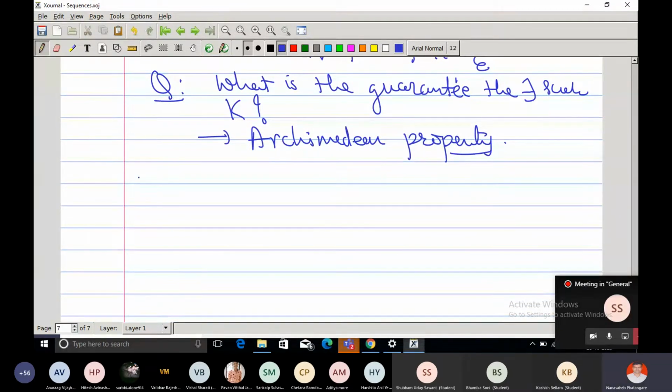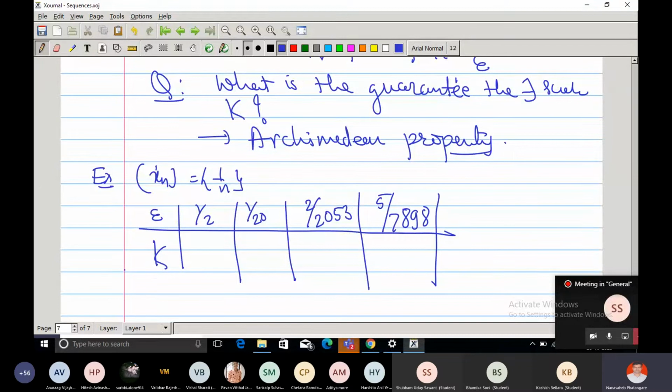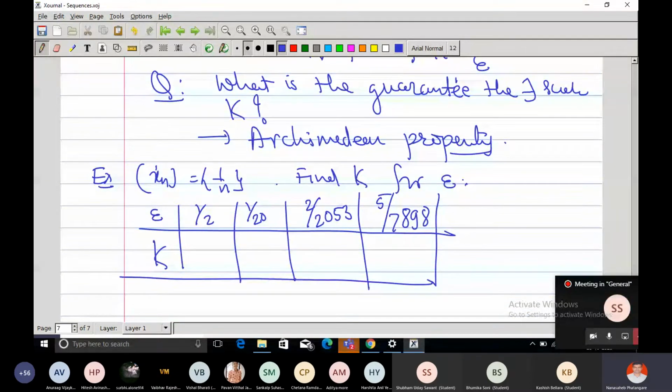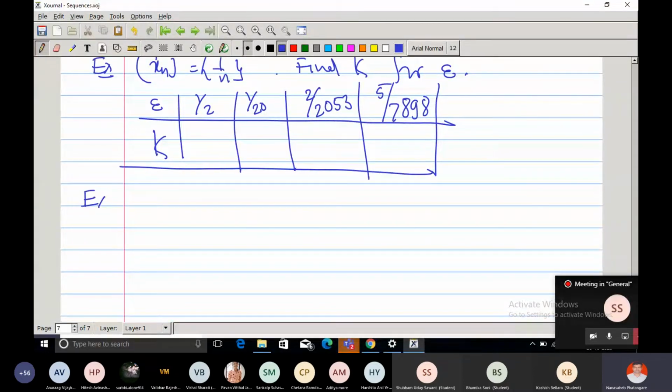Okay, so this is an exercise for you. My sequence is xn equals 1 by n, and for epsilon equal to 1 by 2, 1 by 20, 2 upon 2553, 5 upon 7898, find k for each epsilon. Right, so you do this exercise, and in general we have also discussed, so this is not difficult. So let us go to some non-trivial problem.